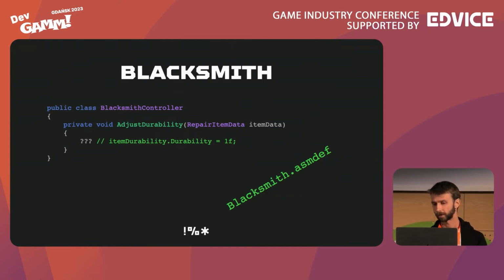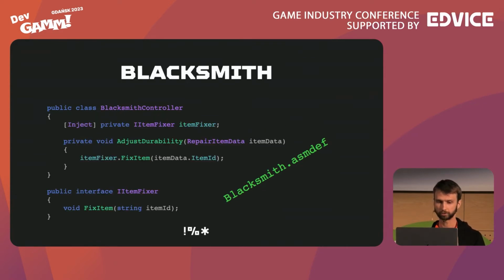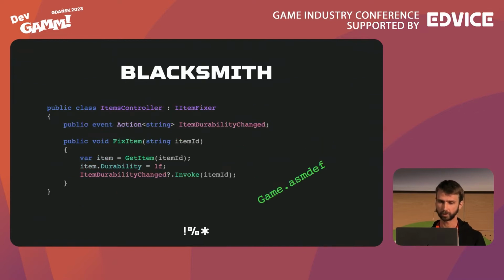So how can we solve that issue? We can introduce an item fixer interface. It will live in the blacksmith module because it's related tightly to the blacksmith feature. And simply we can implement this interface in our items controller, which is on the game side, right? So we have this proper dependency from blacksmith to game engine.